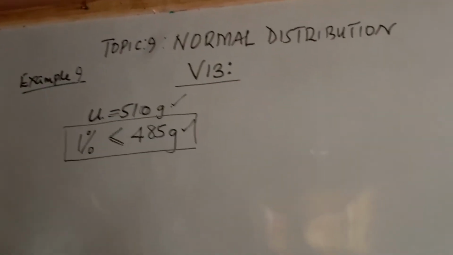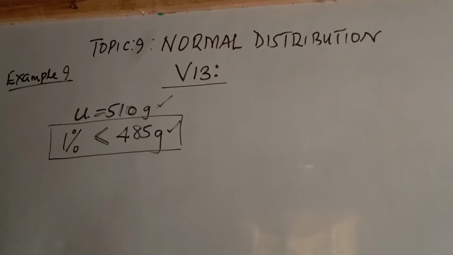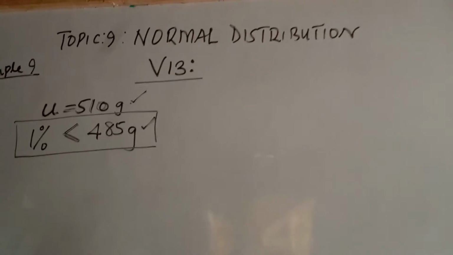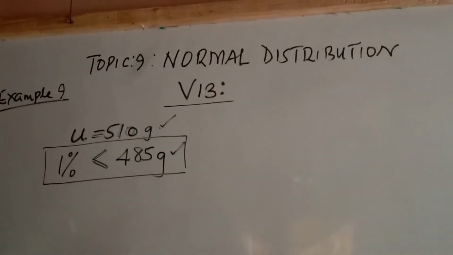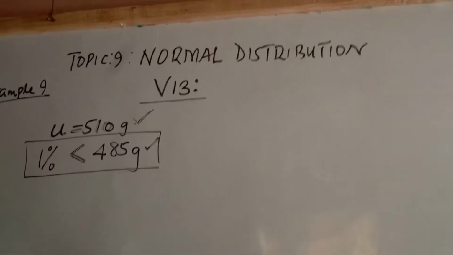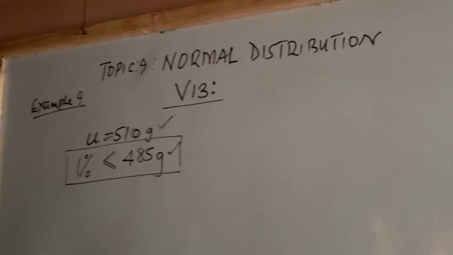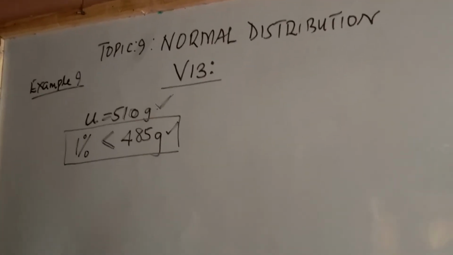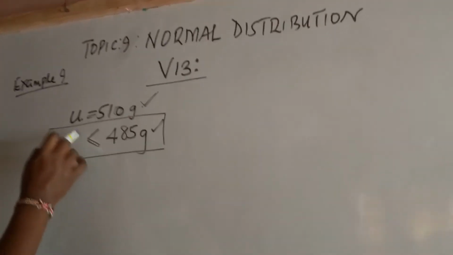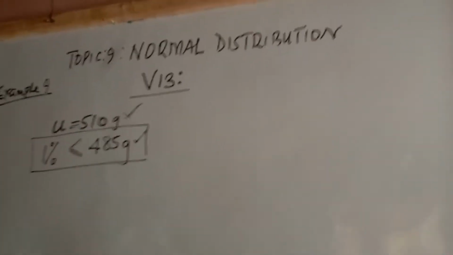In example 9, of course, the last one in this chapter and in the entire unit, we are told that boxes of chocolates are produced with a mean weight of 510. The mean weight is 510. Quality control checks show that 1% of boxes are rejected because their weight is less than 485. We are told that 1% is below 485 grams.